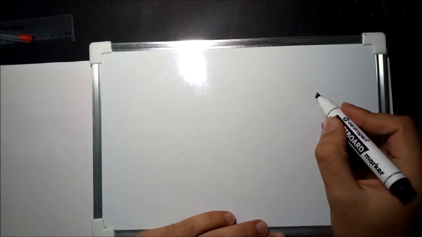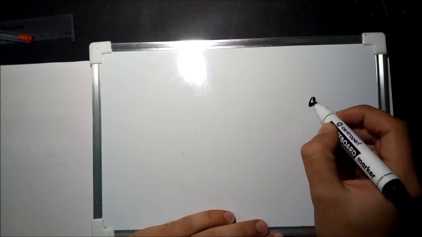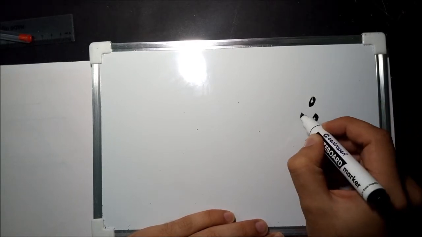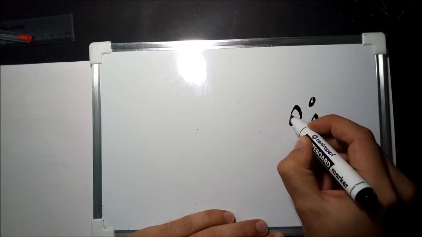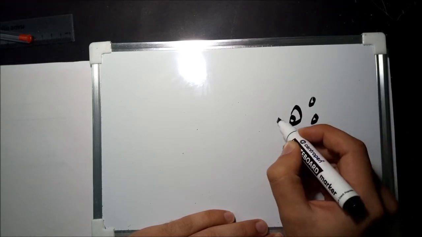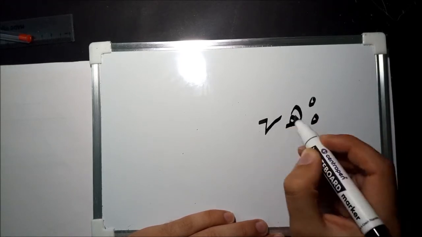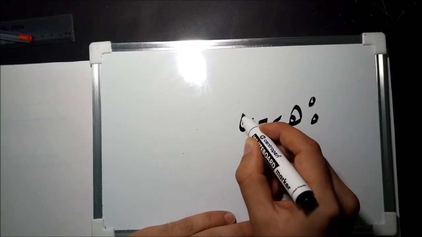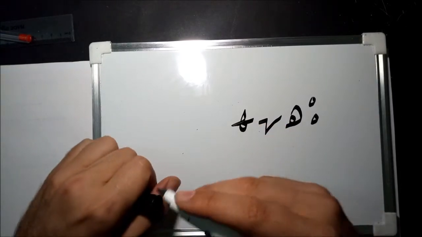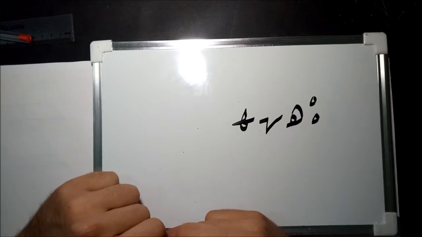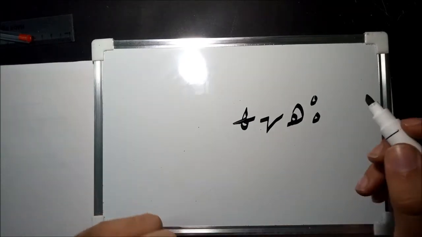Now Ha changes its shape when it's by itself in most scripts, or when it comes at the beginning, or when it comes in the middle of a word, or in some scripts it would look something like this. So the same thing happens with Kufi. So today we are going to learn several shapes of it.